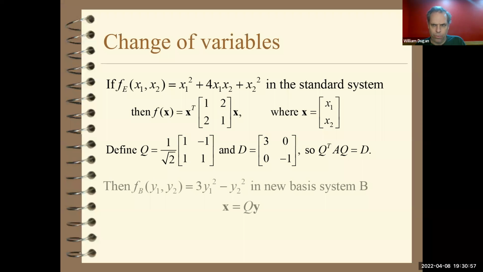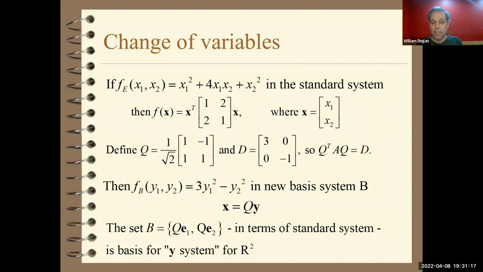Okay, so now go ahead and replace x with Q times y. By the principal axis theorem, the function in the new system, y1, y2, would be given by the formula 3 times y1 squared minus y2 squared. And that's in the basis B, where B is the set of vectors Q times e1 and Q times e2.